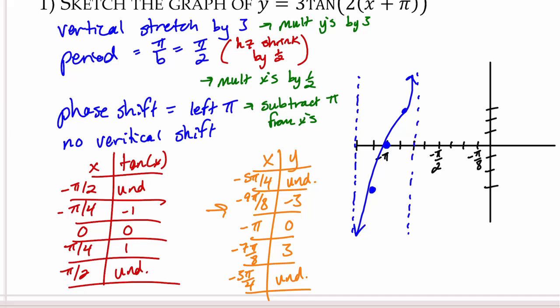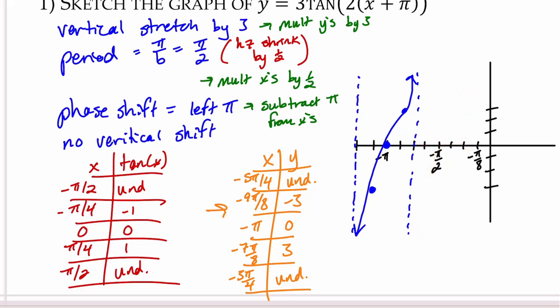And then if I wanted to do another cycle or another period, then I can see that I've got 1, 2, 3, 4 grid lines between my axes. So I can go 1, 2, 3, 4, put another axis there, and then I'm going to have another little branch of the tangent curve there.